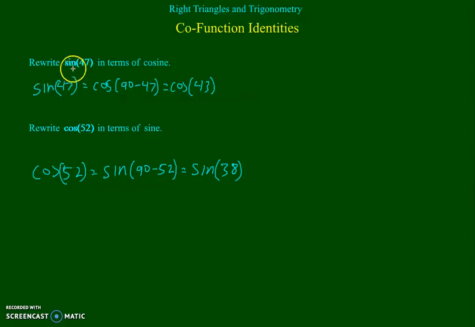Here we want to rewrite the sine of 47 in terms of cosine. So sine of 47 is cosine of its complement, so 90 minus 47 is cosine of 43. Rewrite cosine of 52 in terms of sine. The cosine of 52 is the sine of its complement, and so the cosine of 52 is the sine of 38.